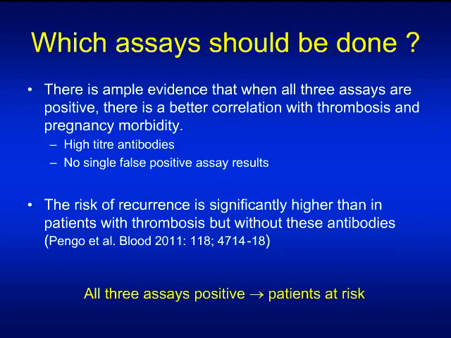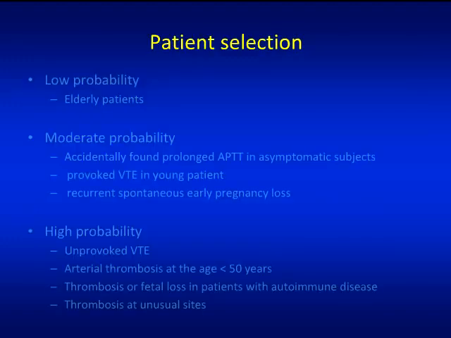All 3 assays positive, then you have really identified the patient risk, because you bypass a little bit the problems of detection. I think it's also important to realize that you have to have a kind of patient selection. The antiphospholipid syndrome is typically a disease of younger persons. Above the age of 50, the correlation of the antiphospholipid antibodies with the clinical manifestations disappears. We do not really know why, because there are probably so many other risk factors.